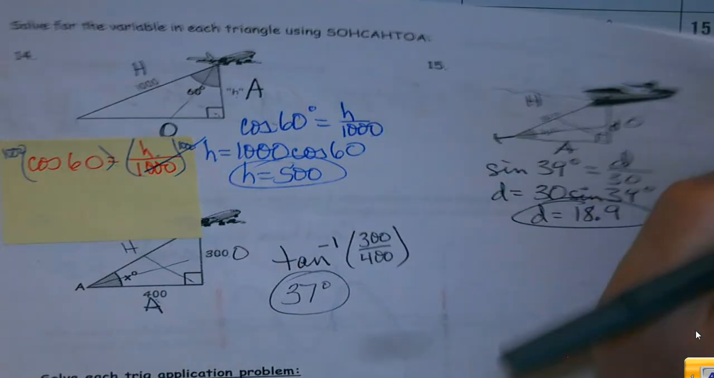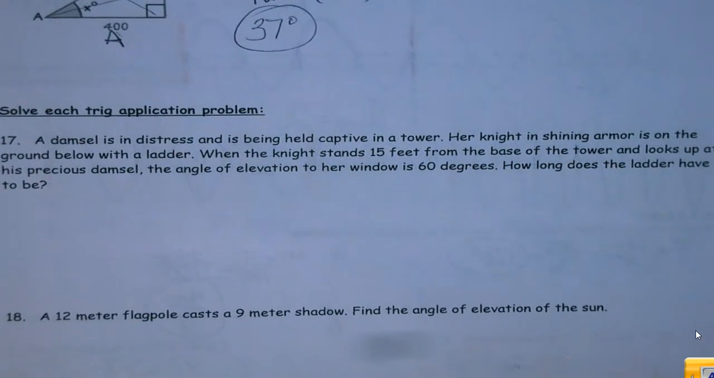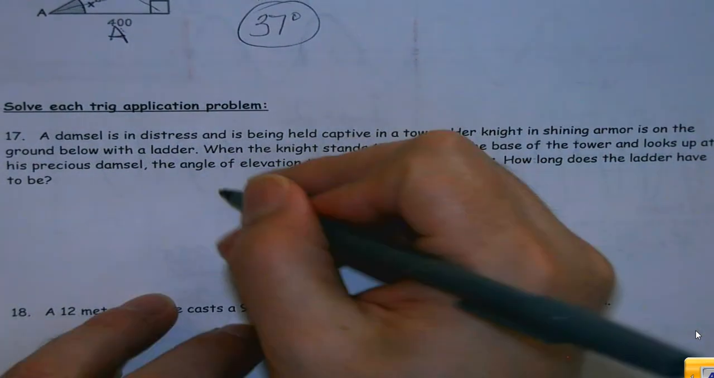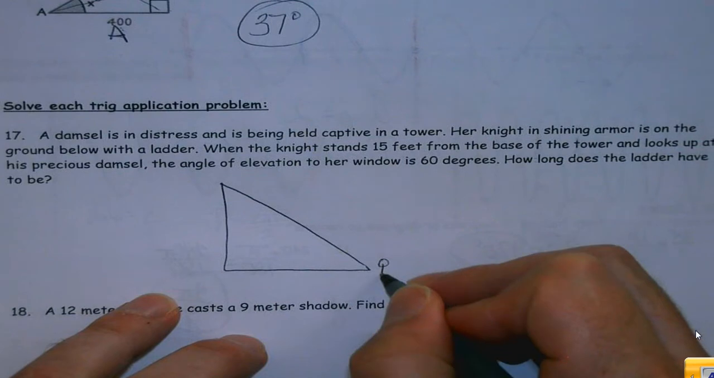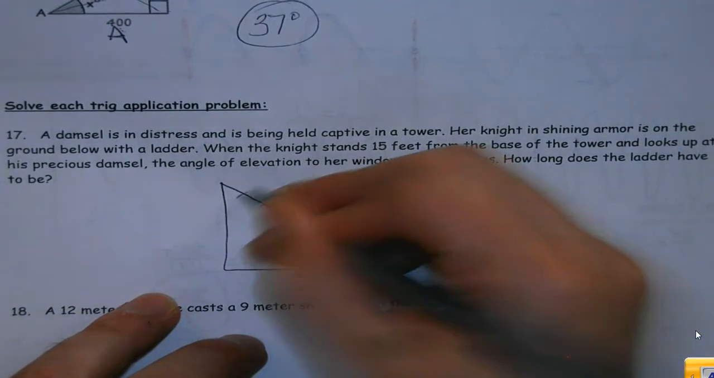And then the last two problems are going to go right along with that, except now we got to draw the picture. So we get to see Harty's artistry at work. A damsel is in distress and is being held captive in a tower. Her knight in shining armor is on the ground below with a ladder. Okay, let's see here. All right, here's our knight. Yep. Okay, here's our ladder.